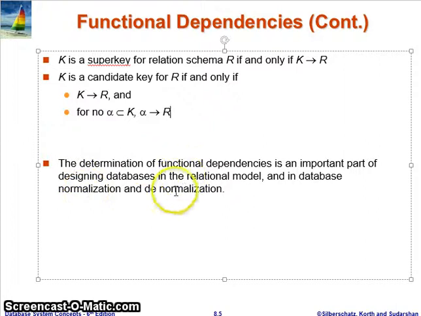The determination of functional dependency is an important part of designing a database in the relational model and in database normalization and denormalization. So the meaning of this point is that functional dependencies play a very important role in finding the normalization and denormalization of a relation.